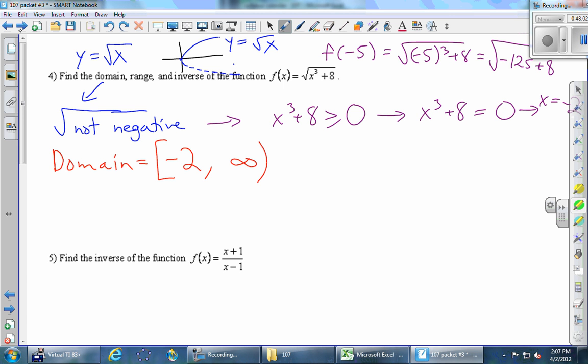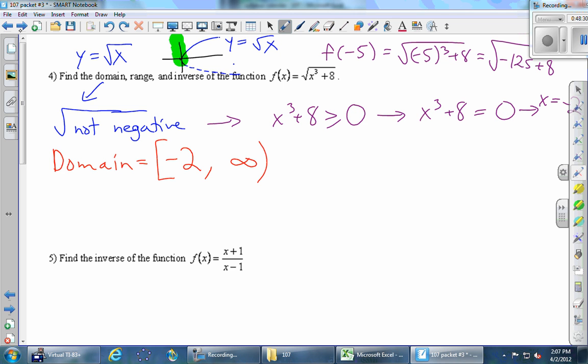Is the range x or y? The range is the y's. So looking at this function and just thinking about the y's that you get, it feels like we get y equals 0. That's our starting one. And then how high does it go? It goes up to infinity. So the range of the square root of x starts at 0, goes up forever. This x cubed plus 8, it's complicated, but it's the same.